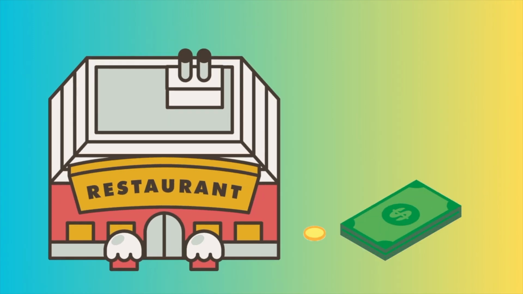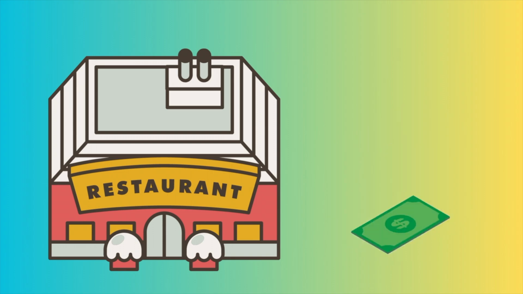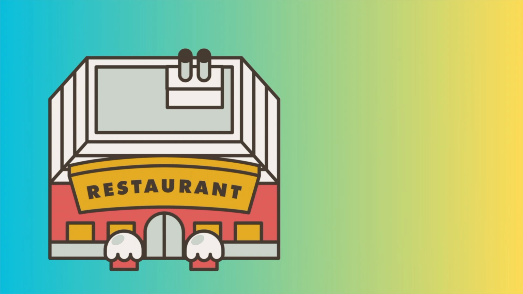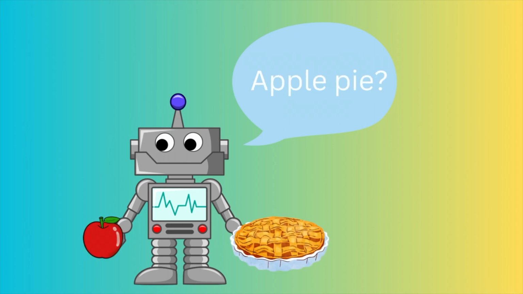Since a restaurant is a business, the suggestions might be based on the food which we need to sell. Like if we have a few bags of mushrooms that would expire tomorrow, it would make sense for our robot to offer something that contains mushrooms, like mushroom risotto as an example, so that we can sell our mushrooms as quickly as possible and would not have any waste. Or if we have a lot of apples, the robot would offer apple pie. You got an idea, right?